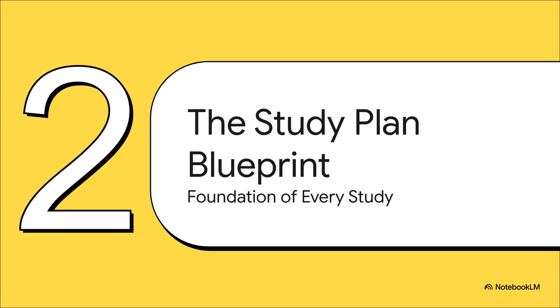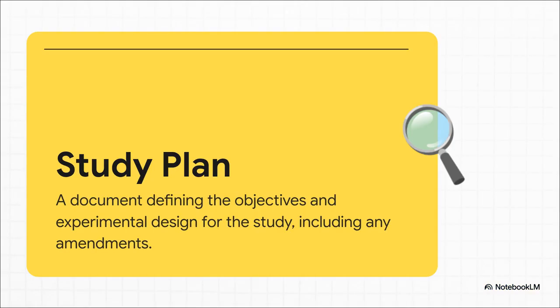Now, I'm not exaggerating when I say this is probably the single most important document you will ever handle in a study. Seriously, think of it as the blueprint for the entire project. So what exactly is a study plan, according to the official GLP definition? Well, it's the document that lays out the objectives and the entire experimental design. It's not just a suggestion, it defines everything. And you'll notice it also says includes any amendments. We'll get to what that means in a bit. The bottom line is, if it's not in the plan, we don't do it.